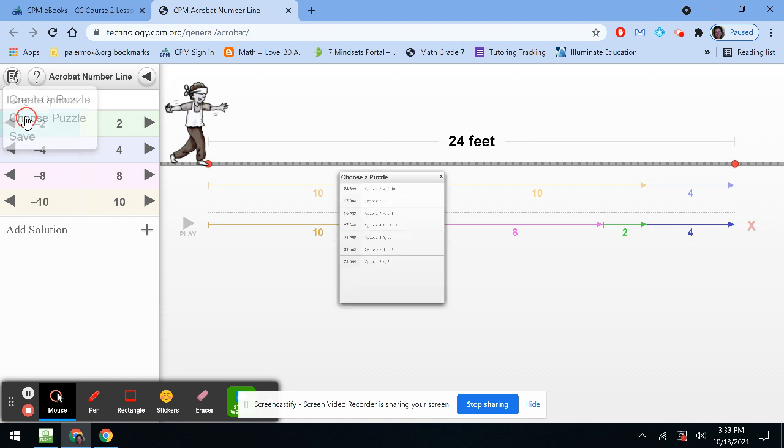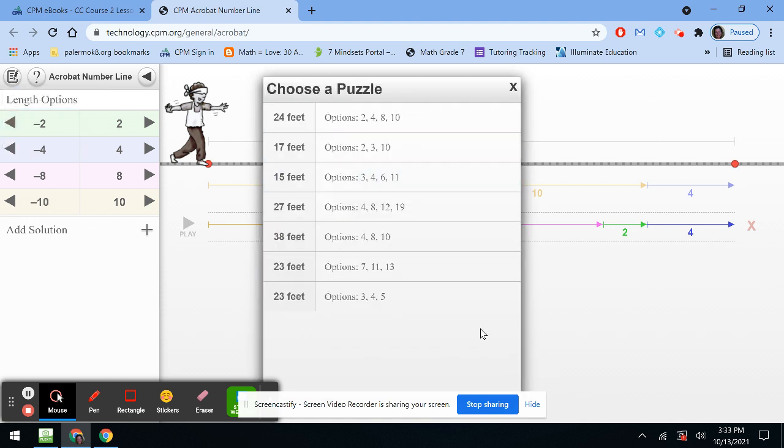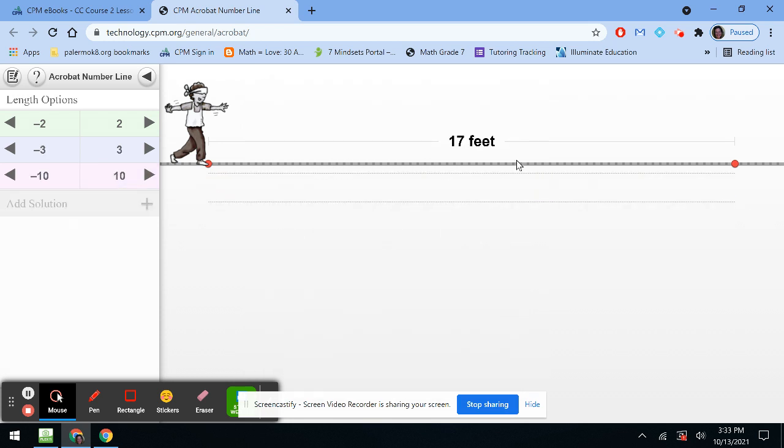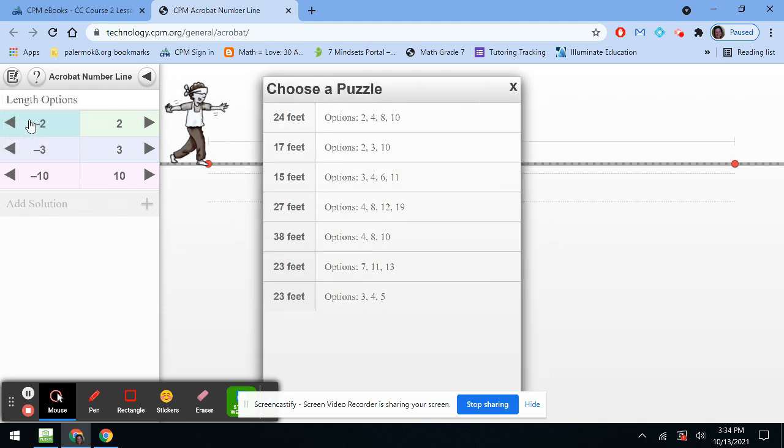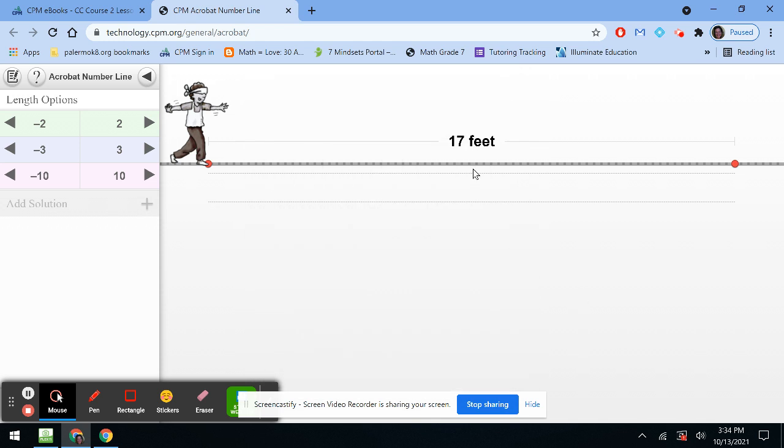Once we click on that, this pops up. So this is actually, I believe, all the combinations for this lesson. However, we're only going to worry about these two right here. So for 17 feet is the next one. Once I click on that, it changes and it modifies for me. So again, that's right here, the paper and the pencil. I click on it. I click choose a puzzle, and all of my options have come up. So for this guy right here, we're trying to get Cecil across 17 feet.